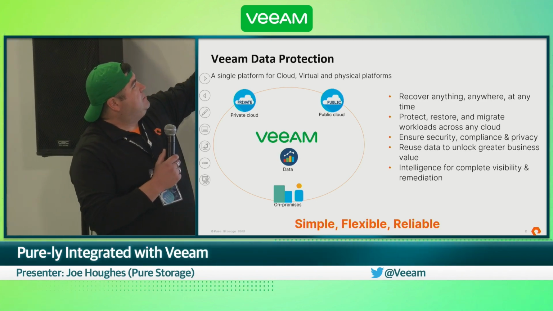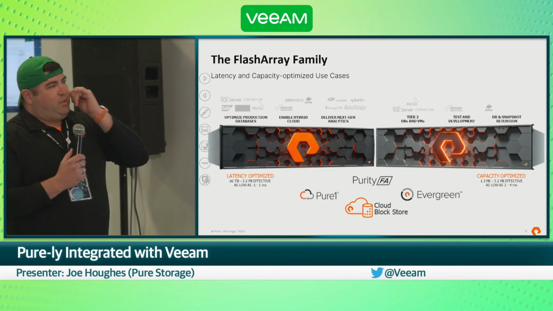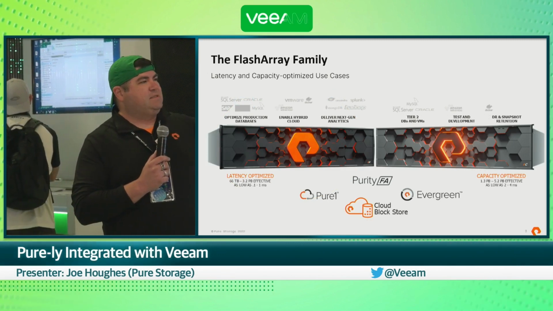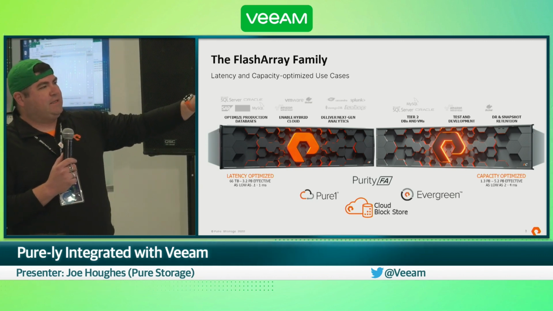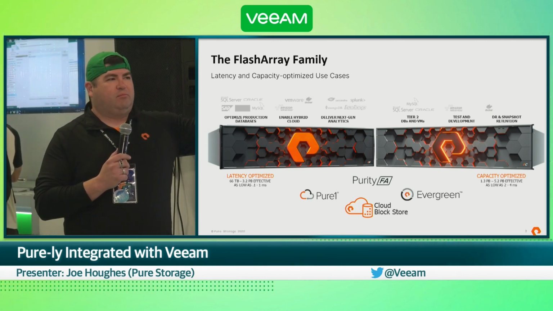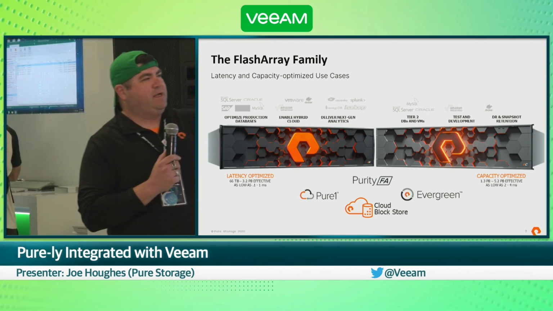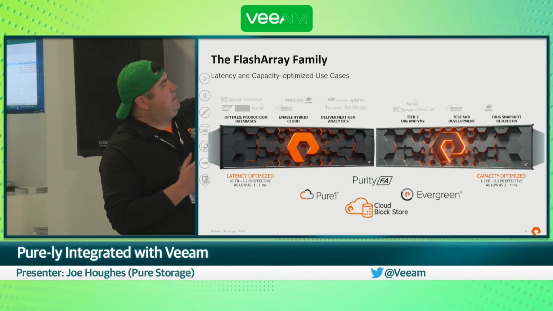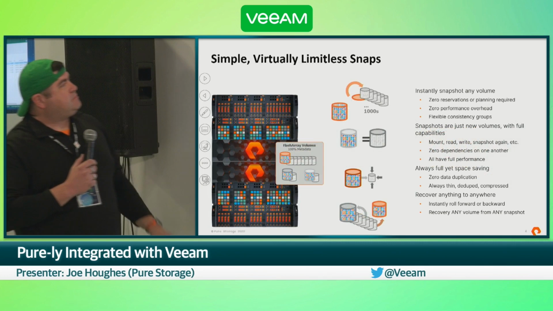Everybody knows this. As we start talking about Pure, primarily we're going to be talking about two different models of the flash arrays, right? We have our latency optimized and capacity optimized, X series, C series. Basically, typically production storage arrays, and then tier 2 or capacity for backup targets on this. It's really all you need to know for Pure.